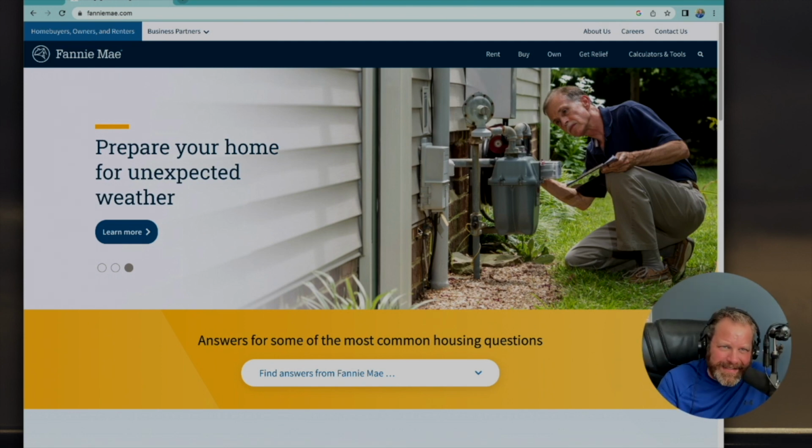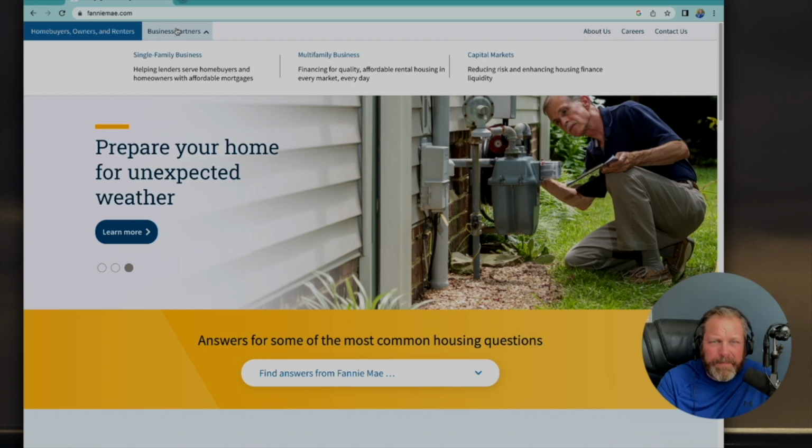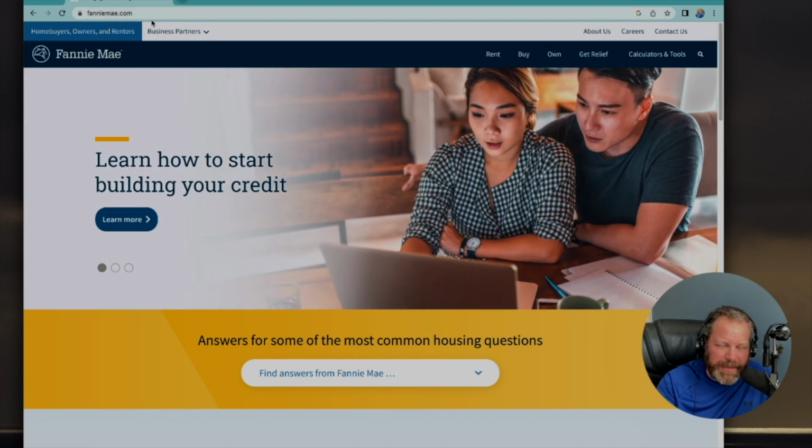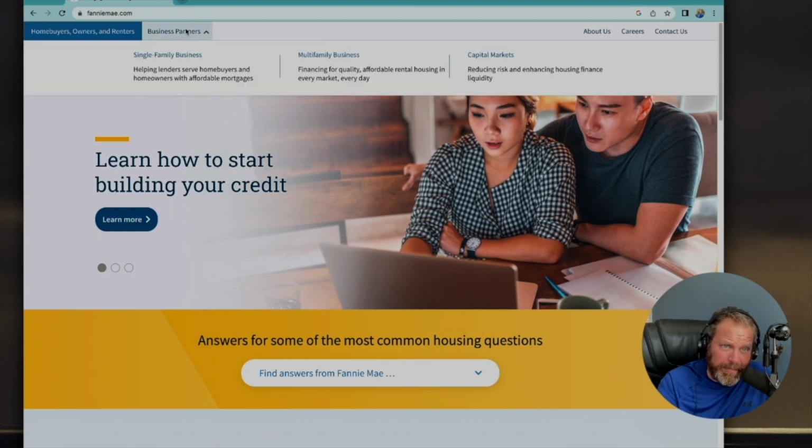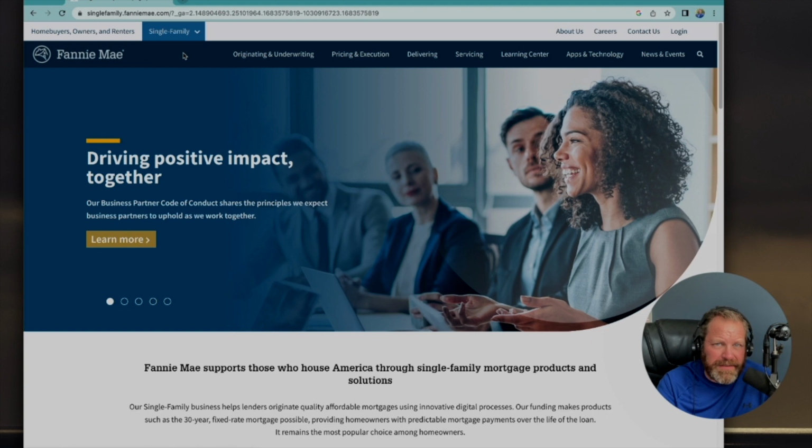So this is the Fannie Mae website. You can see up here in the top, it says simply fanniemae.com, right? Now, if you want to put the www in, you can. But fanniemae.com takes you to this primary website. And from this point, there's a tab at the top called Business Partners. If you just hover over that, Single Family Business appears. So I'm going to click on that. It changes the page. And where do you think we find the appraisal stuff?